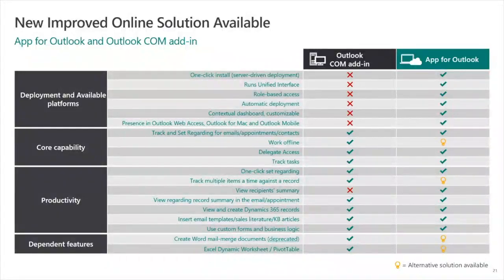One of the things that is on the roadmap is the ability to track multiple items against a single record. That was something you could do in the Outlook COM add-in, and you cannot really do that yet in the app for Outlook, although you can achieve something similar with folder tracking and also, to some extent, with category tracking, because you can then synchronize multiple items to Dynamics 365 just by assigning a category. The Outlook COM add-in didn't allow contextual information, so you couldn't see the recipient's summary, whereas you can in the app for Outlook.